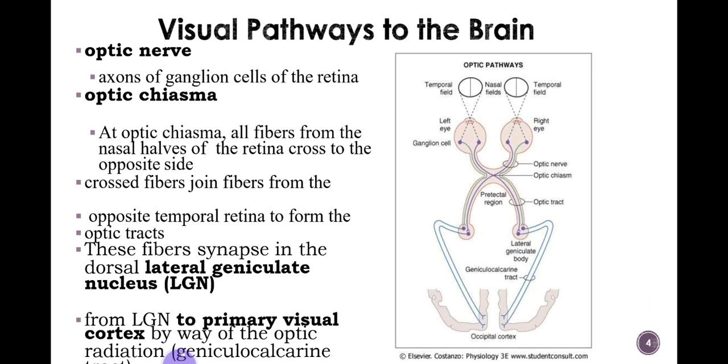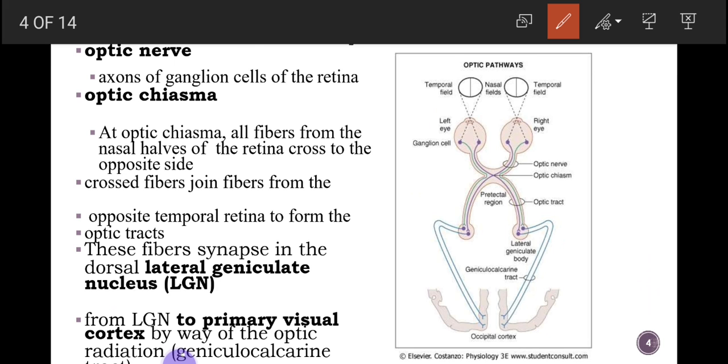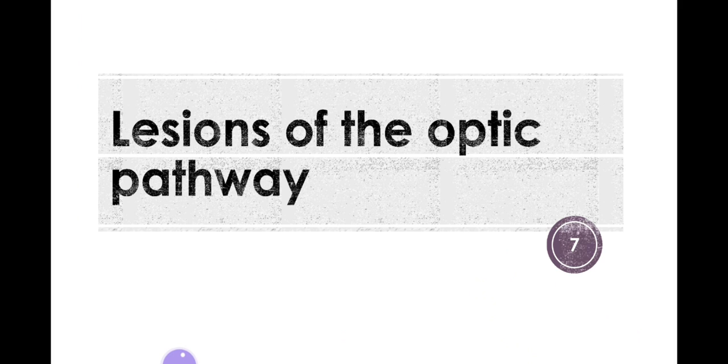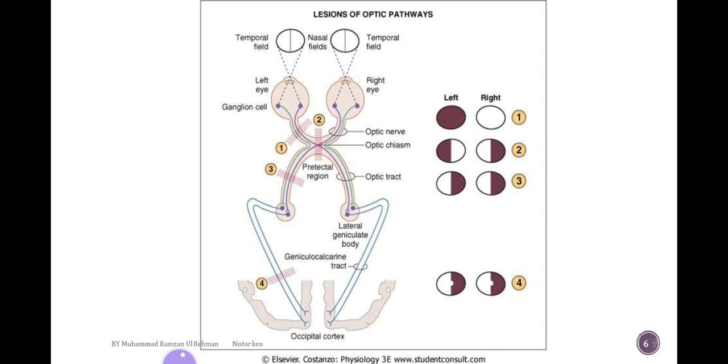This is the same picture repeated. You can study it: first there is the optic nerve, which passes through the optic chiasma. From here the fibers from the nasal halves of the retina cross, and then go to the lateral geniculate body and on to the primary visual cortex. Next, a very important topic, lesions of the optic pathway.